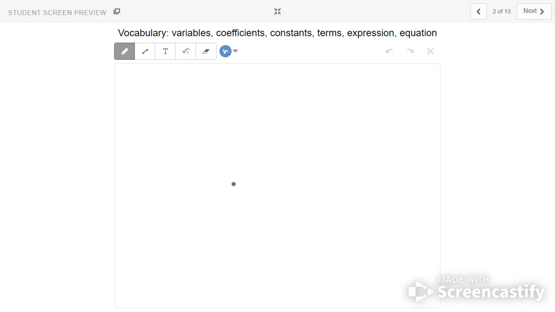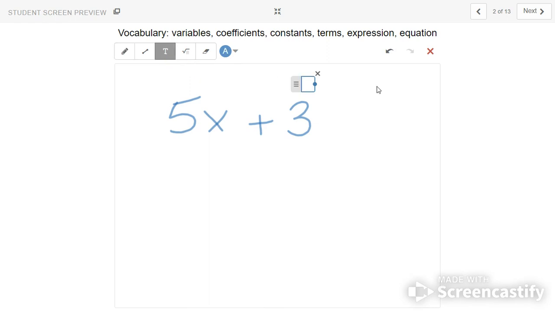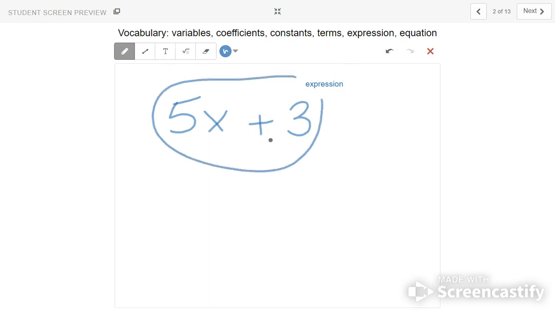Let's start with vocabulary. Let's say I had this expression, 5x plus 3. We're going to use this expression to define variables, coefficients, constants, terms, expression, and equation. First of all, this entire thing, we would call this an expression. An expression is another way to say a math sentence.